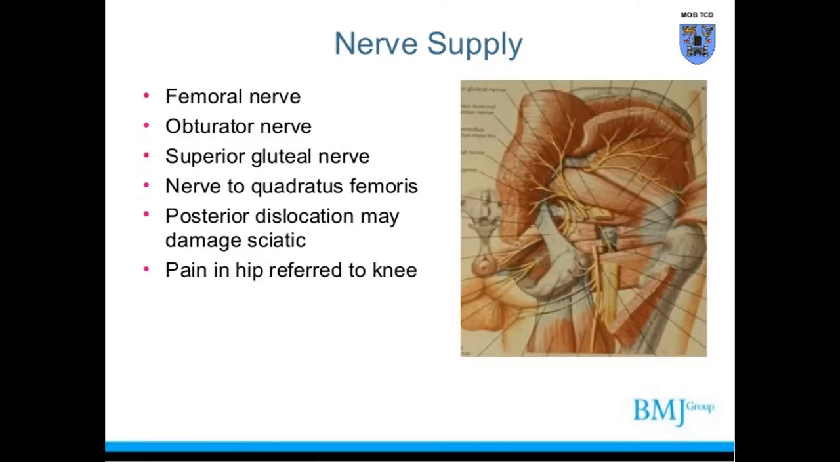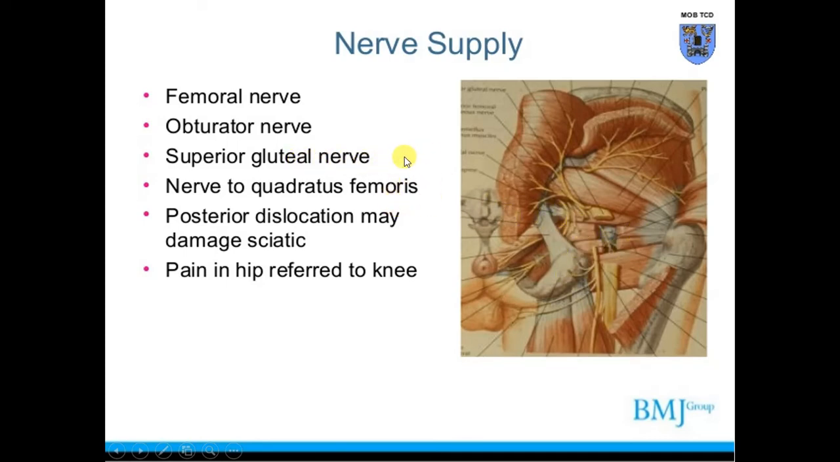Nerve supply is from the nerves which are close to the joint. Femoral nerve, obturator nerve, superior gluteal nerve, nerve to quadratus femoris, and posterior dislocation may damage the sciatic nerve. Pain in the hip is referred to the knee. Why? Because the nerves pass from near the hip joint down to the knee, so pain can be referred to the knee by pressure on the nerve. So there are three nerves: femoral nerve, obturator nerve, and superior gluteal nerve, which are mainly supplying the joint.